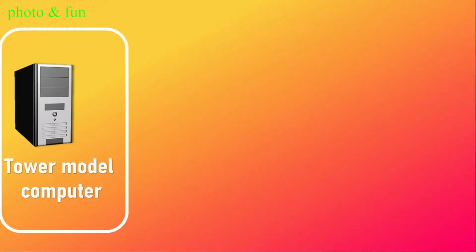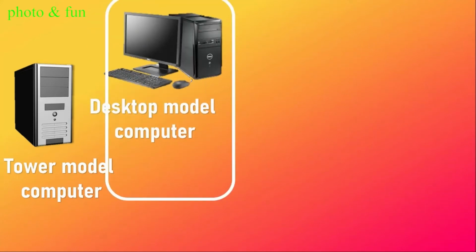The next one is the desktop model computer. It is used in our daily life. So let's look at what this is. Desktop computers are very similar to tower computers in respect to the layout. The major difference between the two is that the drive bays are turned 90 degrees so that they are oriented parallel to the surface of the desk.